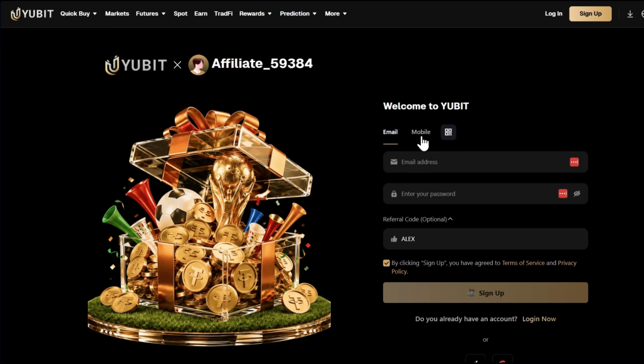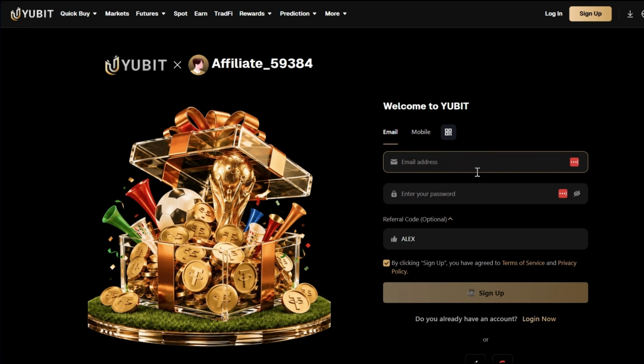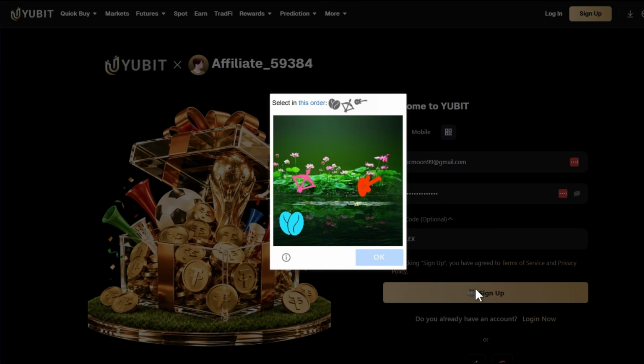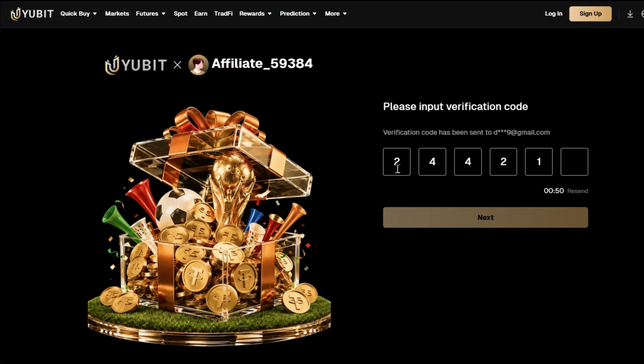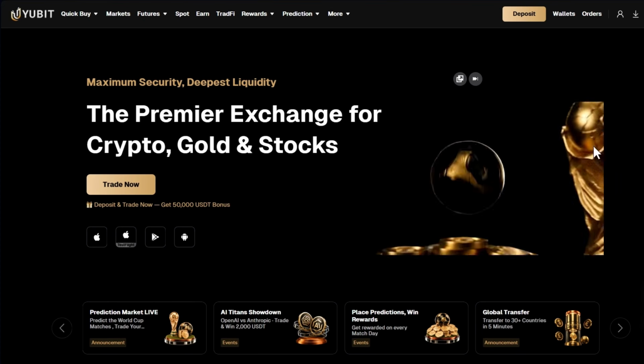Once you're on the Ubit page, you can sign up with your email, your phone number, or connect via Google or Apple ID. For this tutorial, I'll use email. Just enter your details, create a strong password, agree to the terms of service, and click sign up. Enter the email verification code and your account is ready. The whole process takes less than 30 seconds.